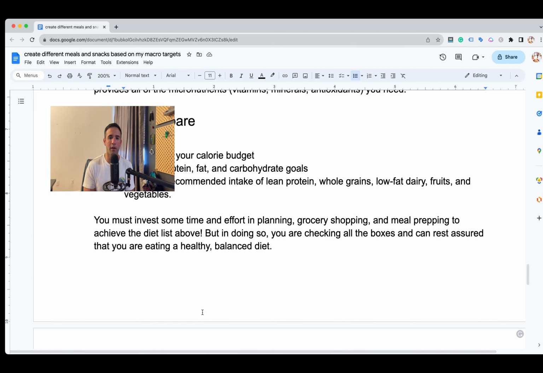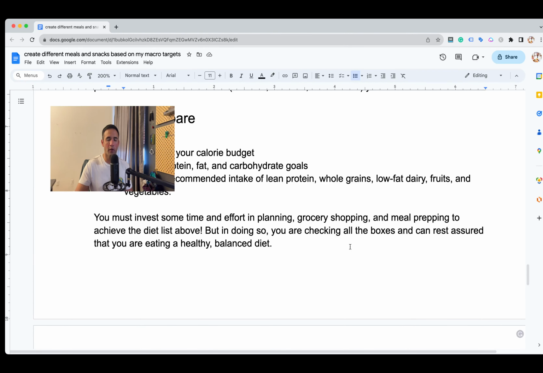This is what healthy eating would entail, as long as you are meeting these requirements, in addition to tracking your macros, staying within your calories. So it doesn't leave anything hanging, but I will say that it does.